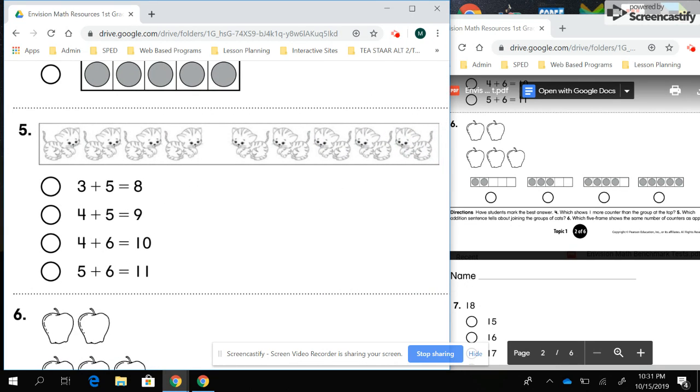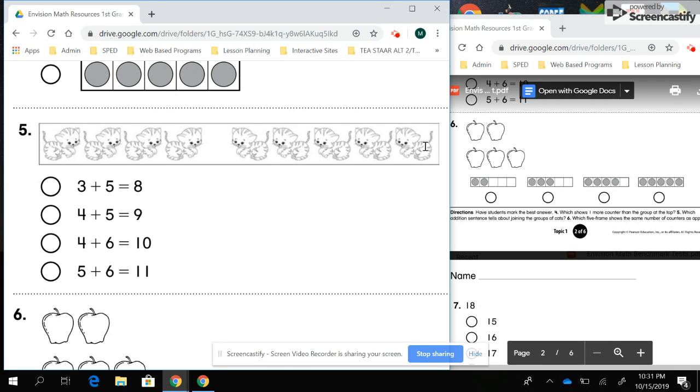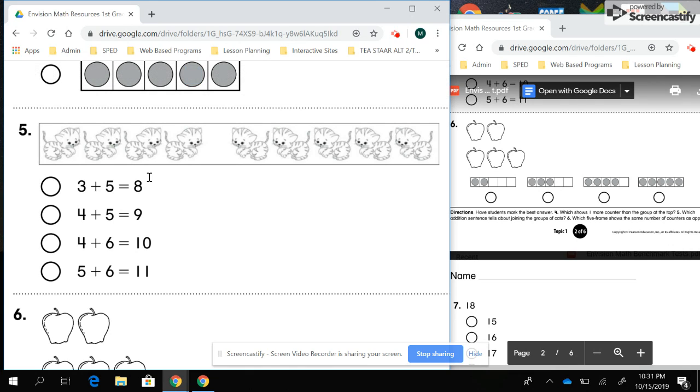Question 5, you see kitty cats. So I see 2 groups of kitty cats. I see one group, and then there's your second group. Well, can you please tell me which addition sentence tells me about joining the group of cats? Which addition sentence tells me about putting them together?